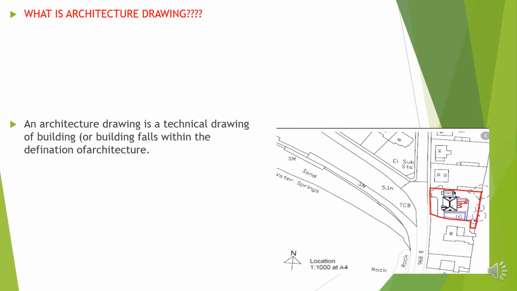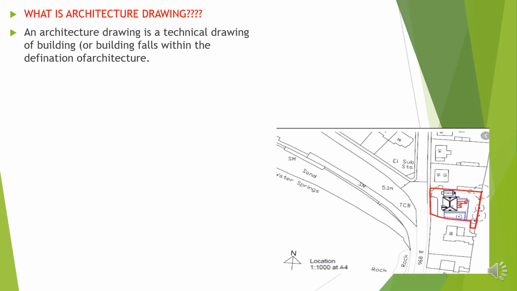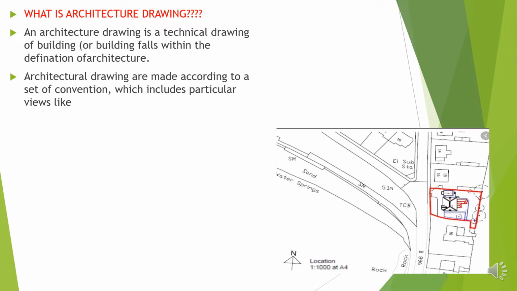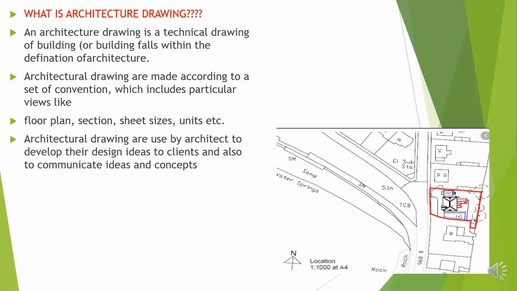What is an architectural drawing? An architectural drawing is a technical drawing of a building. Architectural drawings are made according to a set of laws and conventions, which include particular views like floor plan, section, sheet sizes, units, etc. Architectural drawings are used by an architect to develop the design and communicate the ideas and concepts to the client.